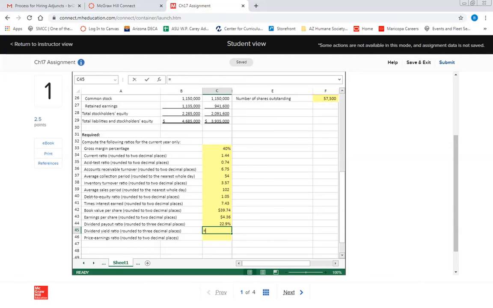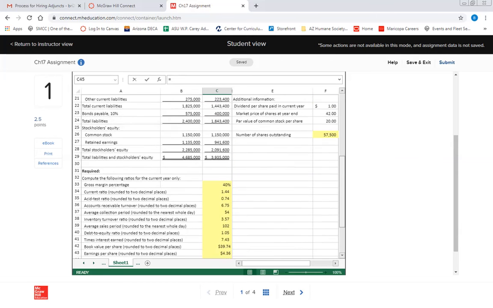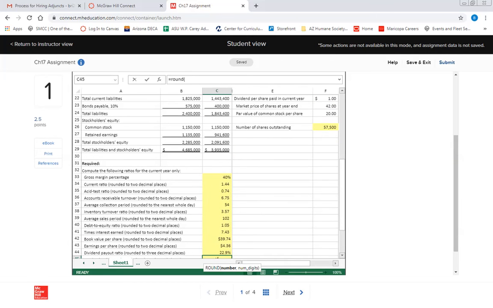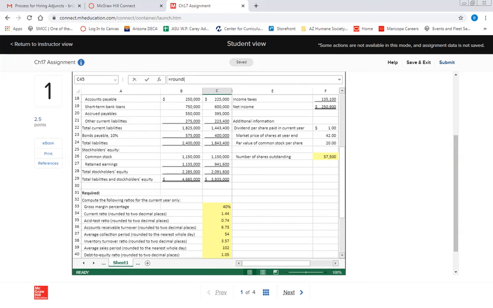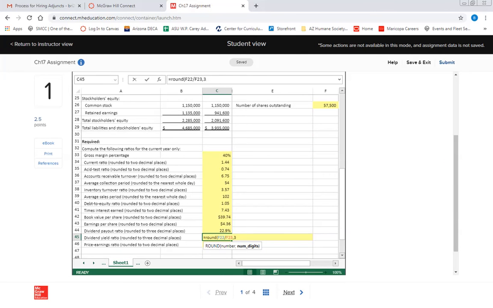All right, dividend yield ratio. It's going to be your dividends divided by your market price of shares at the year end. So we're going to round, and then we're going to do our dividend divided by our market price of shares, which is, where are you? There you are, oh, right below it, sorry. And how many, I think we're going to 3 on this one too. Yep, 3. For whatever reason, don't you love it when it doesn't even show the 3 decimal places, but darn it, it's what we're rounding to.